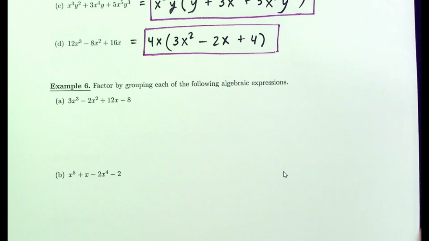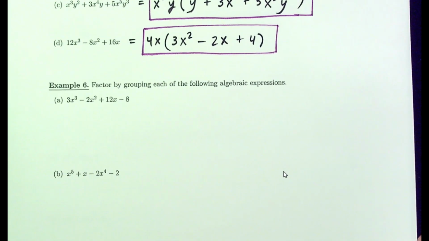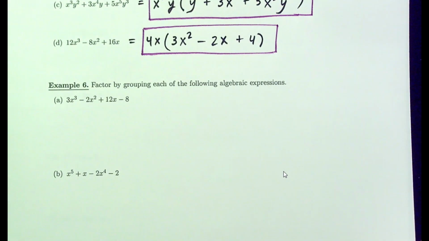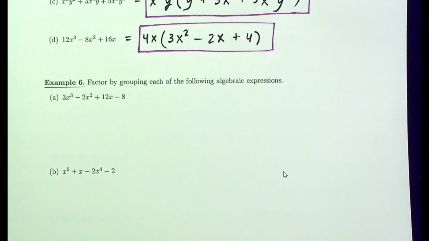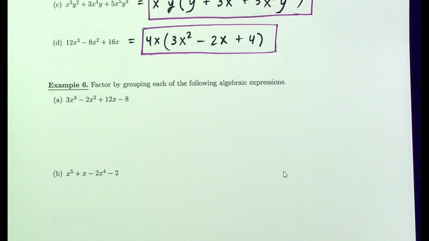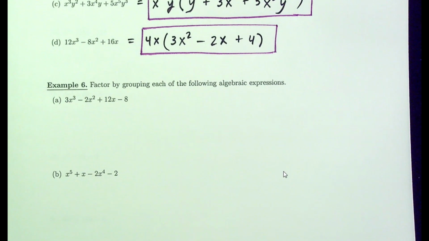Okay, that's the first thing you should always do. Factor out the GCF, regardless of which of the three methods for factoring that we're going to be talking about in a minute. Regardless of which of the three you use, the first step should always be to factor out the GCF.